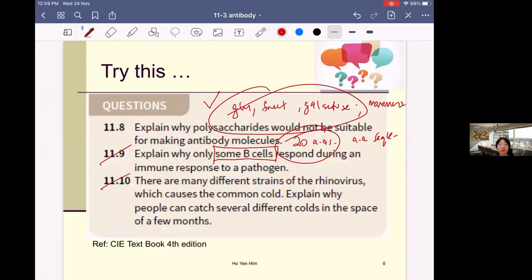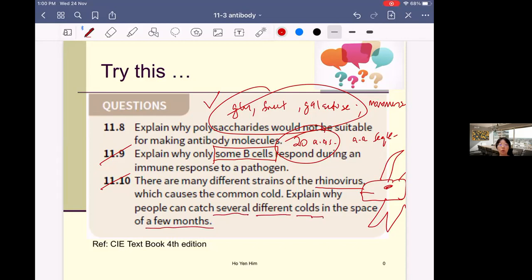There are many different strains of rhinovirus. So you know that rhinovirus will cause flu, right? Rhino means rhinoceros. There are many different strains of rhinovirus which cause the common cold. Explain why people can catch several different colds in the space of a few months.